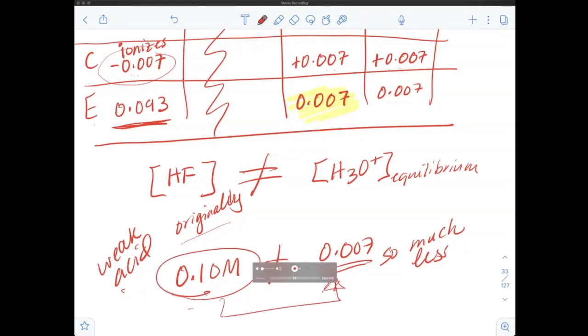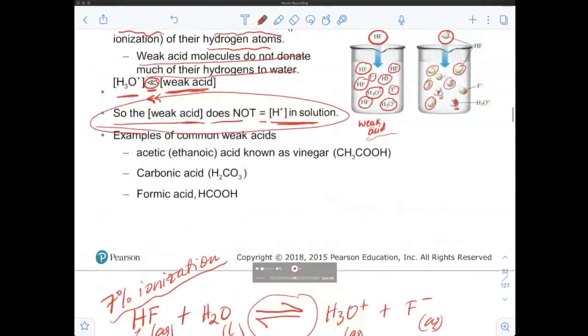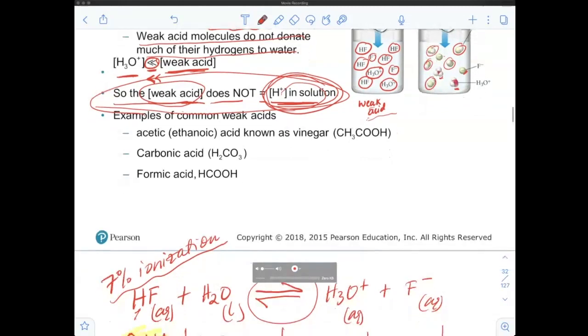Okay, that's a very different take on what I have been talking about in class. And hopefully, if you're mathematically minded, that would have been of value. If you're not, that was just information. Bottom line, for a weak acid, the amount you have in the beginning does not match the amount in solution. The amount of ions released in solution is so much less.